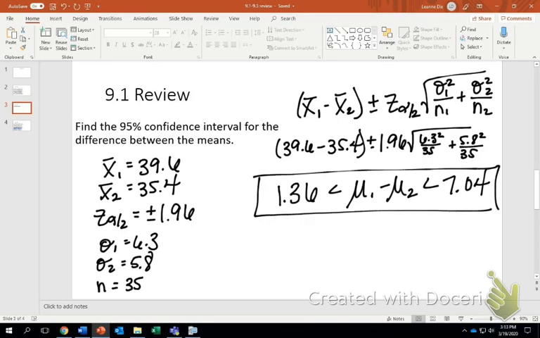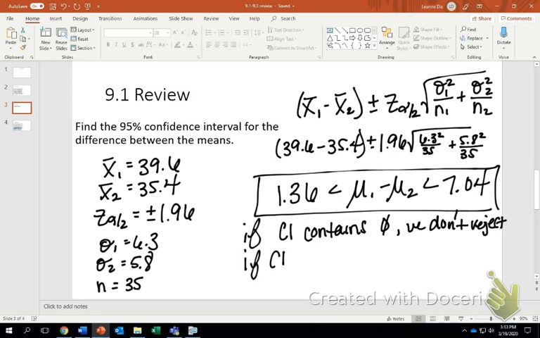All right, and so the whole purpose of this is if your confidence interval contains 0, we don't reject the claim. But if our confidence interval doesn't contain 0, we reject our claim. All right, so this is just an alternative way of deciding, are we going to reject or are we going to keep our claim? So that's the whole purpose of this.